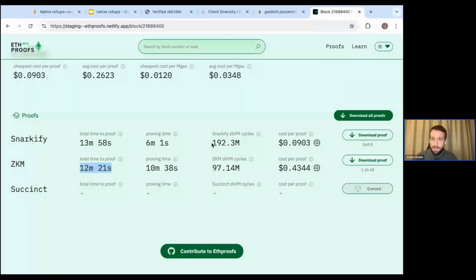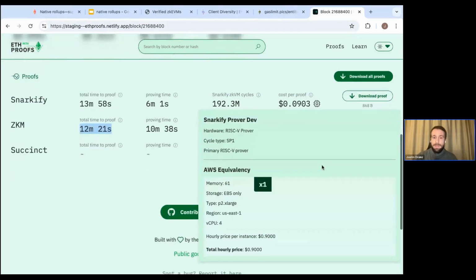It tells you how many ZKEVM cycles they used. The way that we calculate the cost is by having them disclose the AWS-equivalent machine that they use. In the case of SNARKify, they used basically a P2X large with 4 virtual CPUs and a bunch of memory. And this is how much it costs per hour, $0.9. Because it only took them 6 minutes of proving time, it only cost them 9 cents to generate the proof.